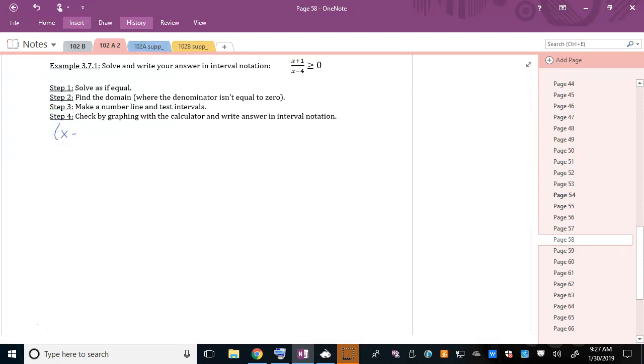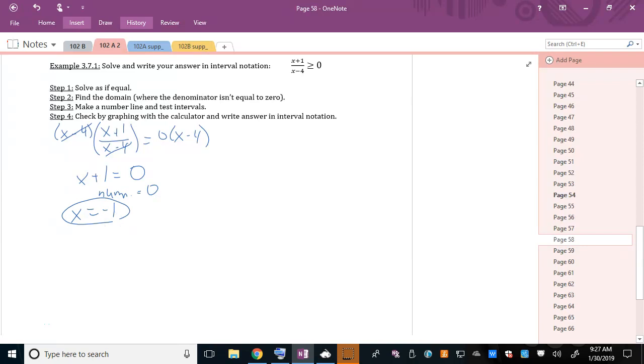So we said in our last section that to solve, we multiply both sides by that denominator. But what's going to happen as I do that? It cancels on the left, and 0 times anything is 0. Our first step then is basically taking the numerator equal to 0. And that gives me a -1 as a solution.